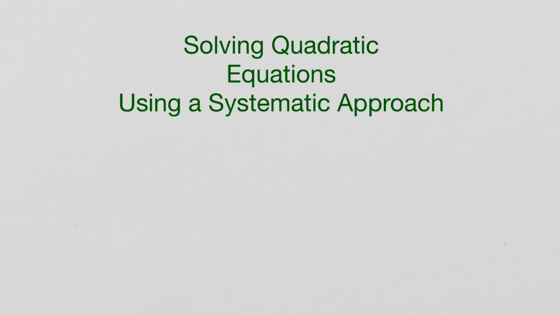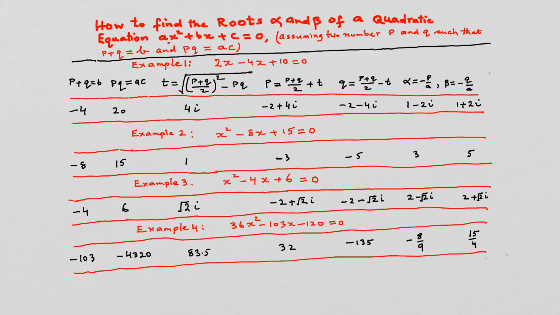In this unit, we will be solving some quadratic equations using a systematic approach. The title here shows what we are trying to do and include in the following table. We are trying to solve the equation ax squared plus bx plus c equals 0, assuming two numbers p and q such that p plus q is equal to b and p into q is equal to ac.